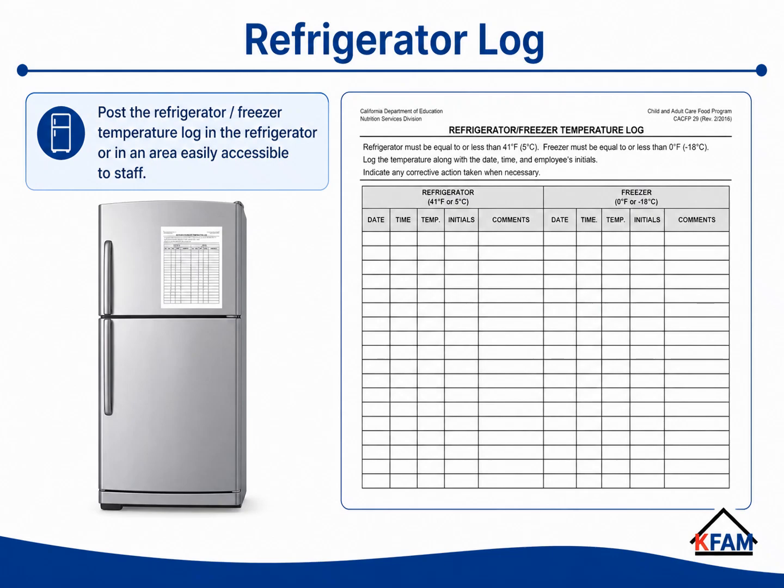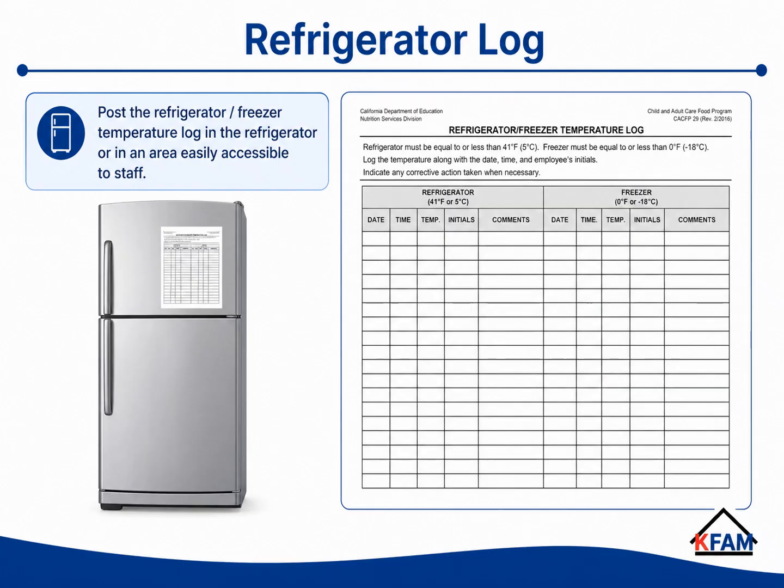Each center should post the refrigerator and freezer temperature log in a visible and easily accessible location for staff. Temperatures should be checked and recorded daily to ensure food is stored safely. Refrigerators must be kept at 41 degrees Fahrenheit or below, and freezers must remain at 0 degrees Fahrenheit or below. Monitoring temperatures regularly helps prevent food spoilage and reduces the risk of foodborne illness.